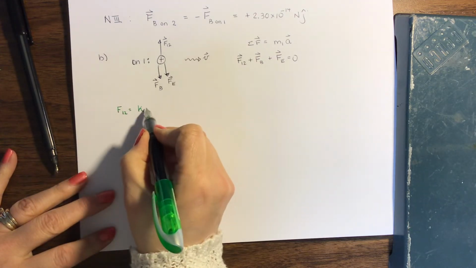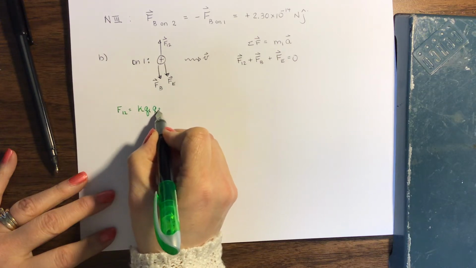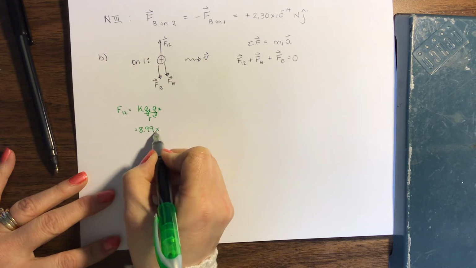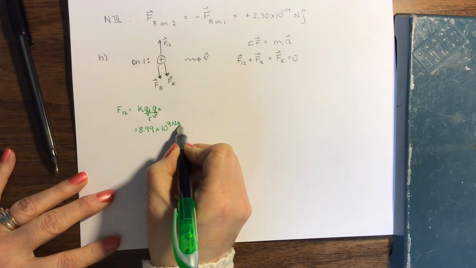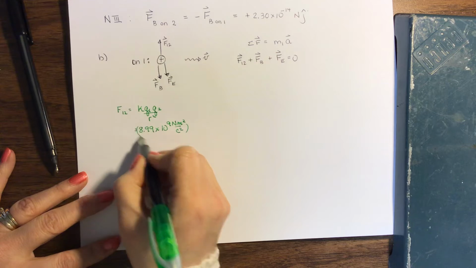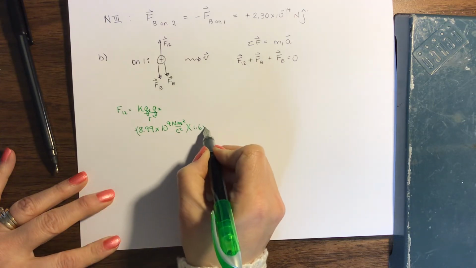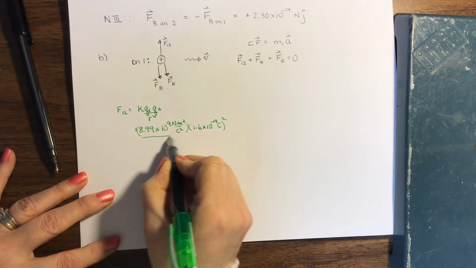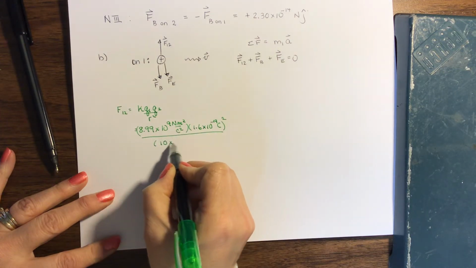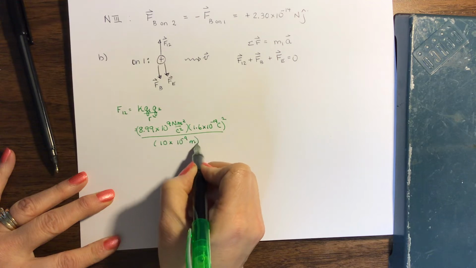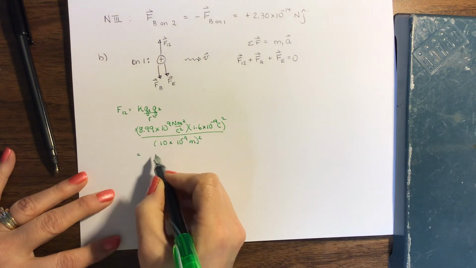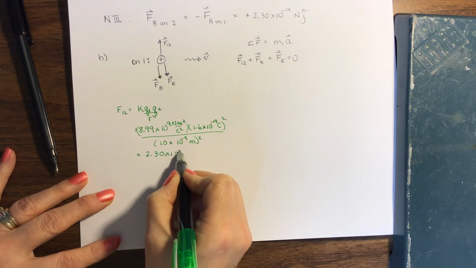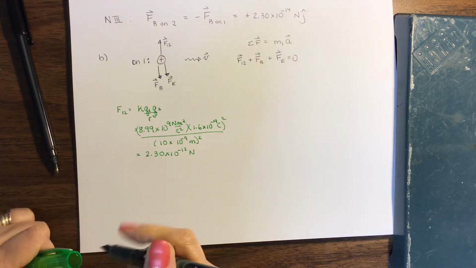We'll use Coulomb's law, K times Q1 times Q2 divided by the distance between them squared: 8.99 times 10 to the 9 newton meters squared over coulombs squared, times Q1, which is 1.6 times 10 to the minus 19 coulombs, times Q2, which is the same, divided by R squared, that was 10 nanometers. So the magnitude of the Coulomb force between them is 2.30 times 10 to the minus 12 newtons.